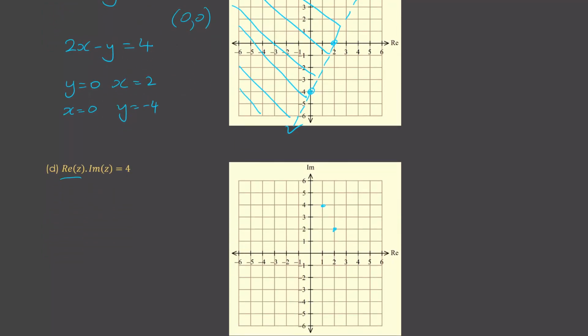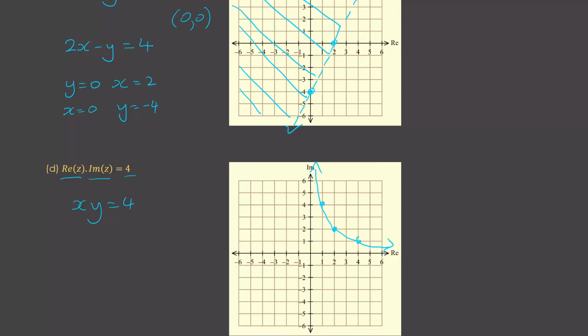Final one is Re(z) multiplied by Im(z) is equal to 4, which is xy equals 4. That's a rectangular hyperbola. If x is 1, y is 4. If x is 2, so is y. If x is 4, then y is 1. And that's probably enough points. We know the shape of a hyperbola. It's going to go like this.